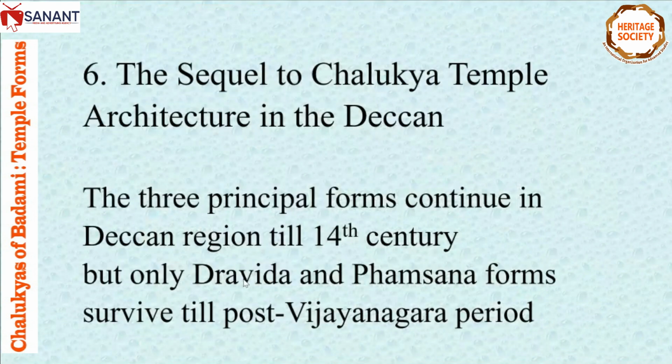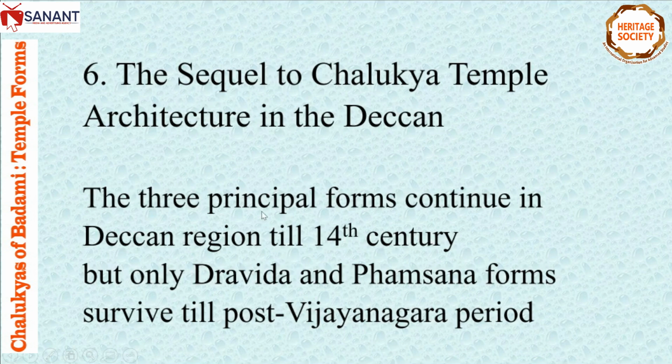And what is the sequel then? We are coming to the last part of this lecture. Sequel to the Chalukya temple architecture in Deccan. The three temple forms, principal forms, continue in Deccan region until the 14th century, but only Dravida and Pamsana forms survived till post-Vijayanagara period. Even up to 17th, 18th century, you will notice that Dravida and Pamsana forms have been continued in Karnataka particularly, whereas by 14th century, the Nagara tradition has come to a stop.